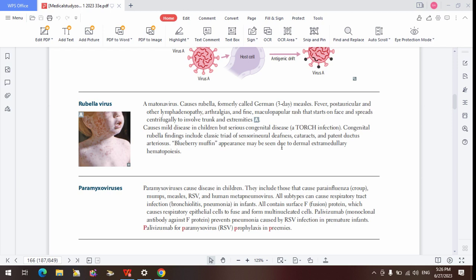Then it can be part of the TORCH infection that causes the classic triad of sensorineural deafness, the cataract, and the PDA. Then the blueberry muffin that we talked about, which is due to dermal extramedullary hematopoiesis. I think you guys should be able to say everything about rubella.